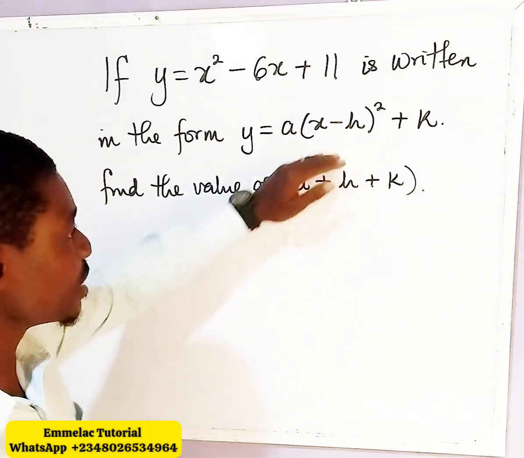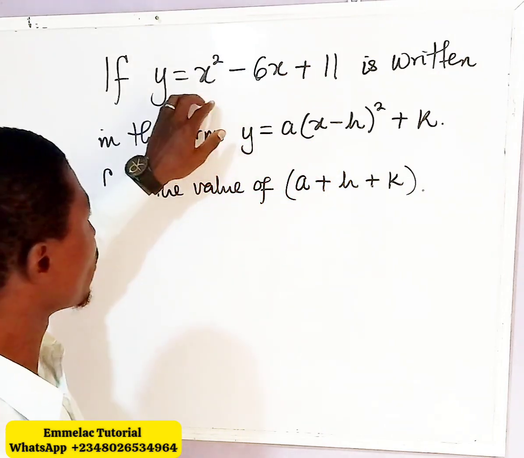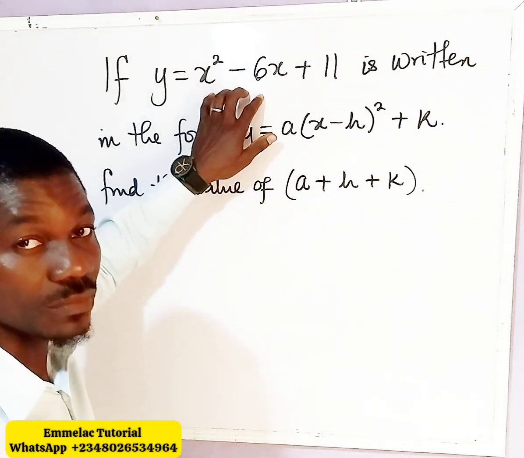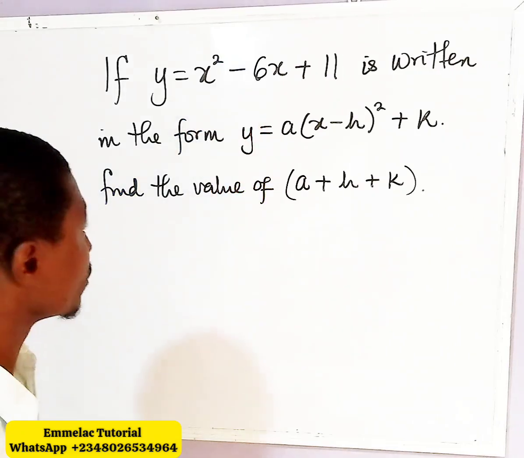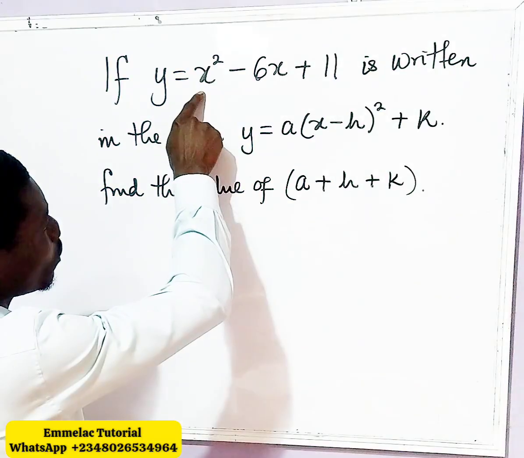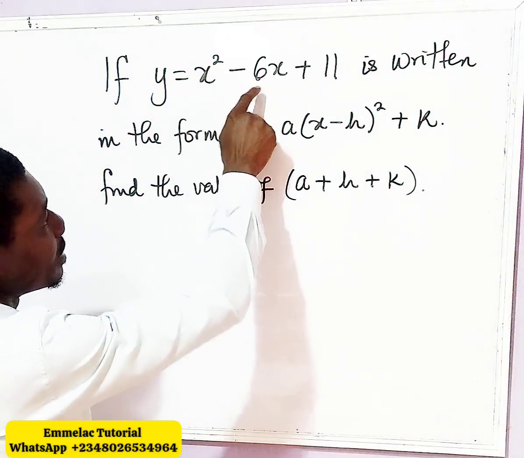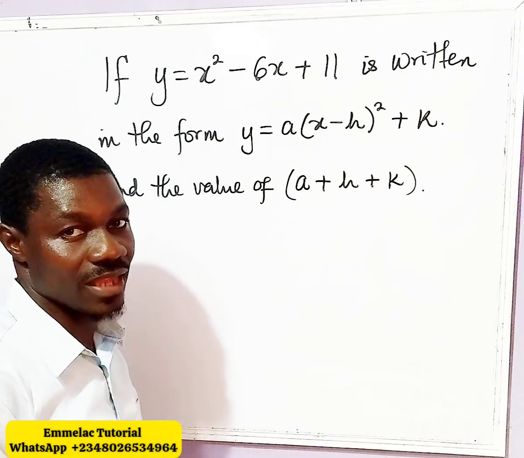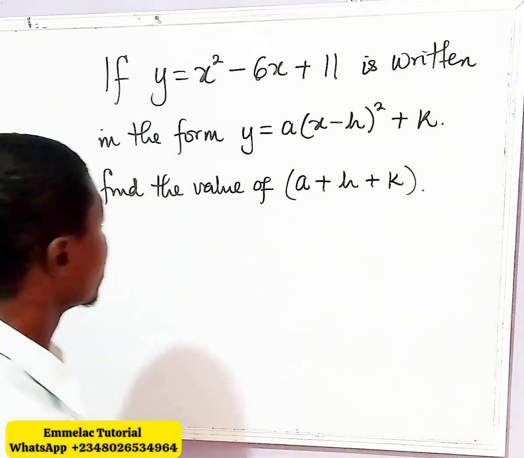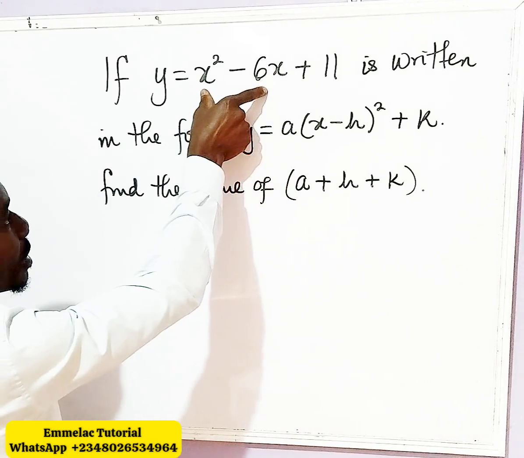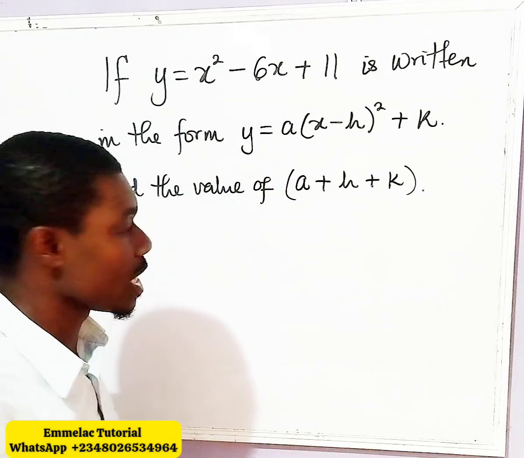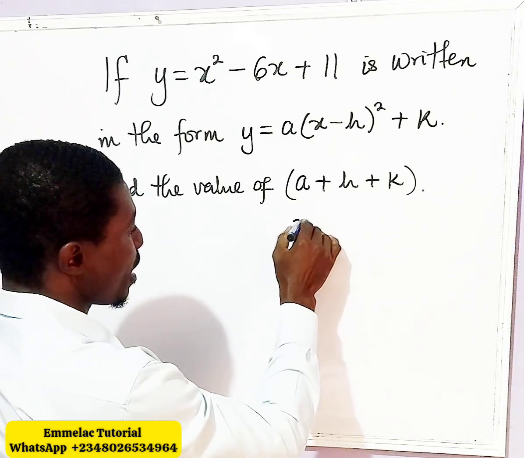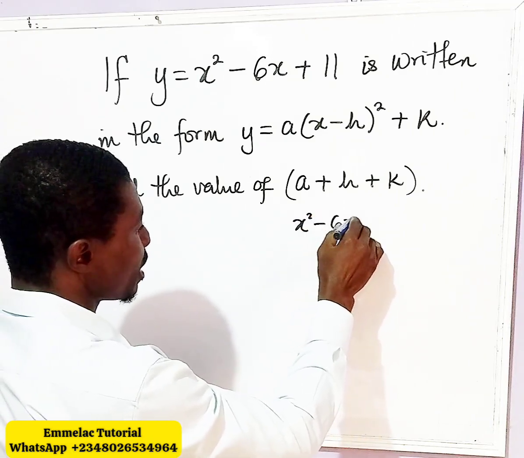Now for us to achieve this from the equation here, it means you have to apply the completing the square method to x squared and negative 6x. So how do we go about it? Now let's take this particular part of the equation, x squared minus 6x. So here we have x squared minus 6x.